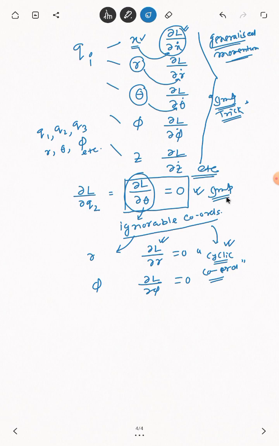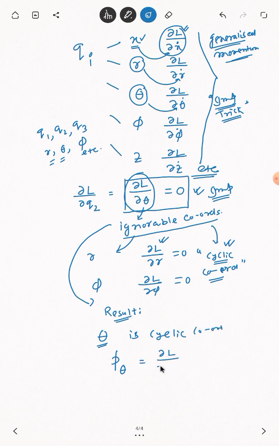Clear? And the important next portion is that when theta or phi or r, whatever it may be, is ignorable, this is a result all of you should remember well to tackle all the problems in the exam. That result tells us that if theta is cyclic, then p theta, that means the momentum with respect to that cyclic coordinate, will always be del L by del theta dot.